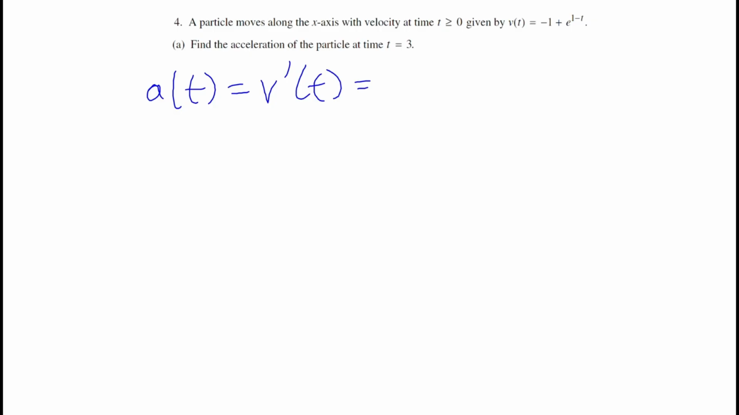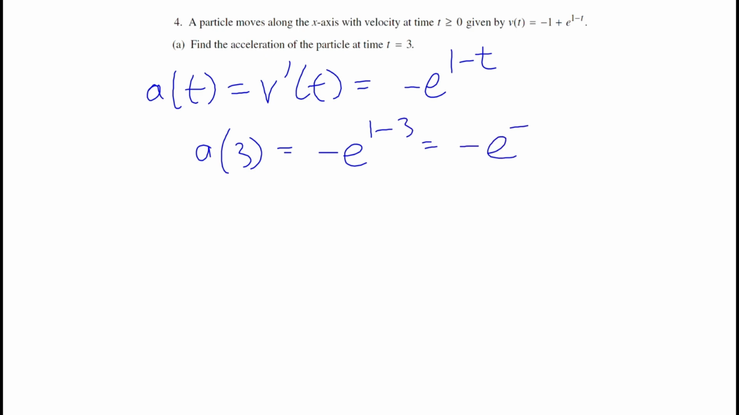And the derivative of -1 is 0. And the derivative of e to a function is e to the function times the derivative of the function. So the derivative of 1 minus t is -1. So to find a of 3, it's just negative e to the 1 minus 3, or negative e to the -2. And you got 2 points there. 1 point for taking the derivative correctly and 1 point for evaluating correctly.